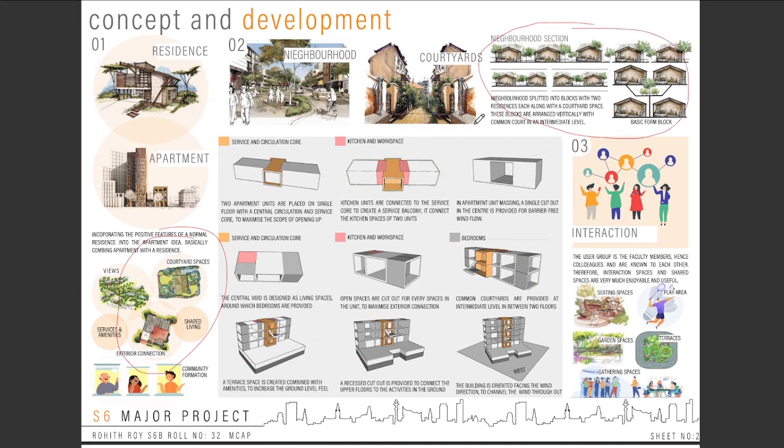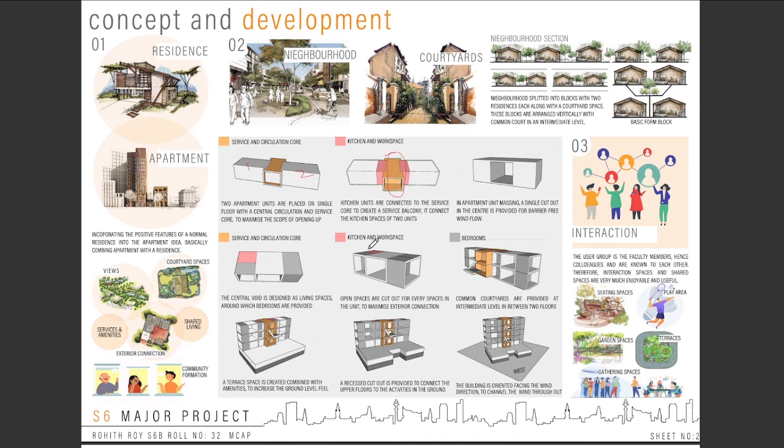Speaking of bonding, the user groups of the project are faculty members who are familiar with each other. This factor makes the interaction spaces a major requirement for the design. As a result of these conclusions, floor plates were designed with two apartments each having openings on all sides, thereby creating maximum exterior connection. The services and circulation core were placed centrally connecting the two apartments.